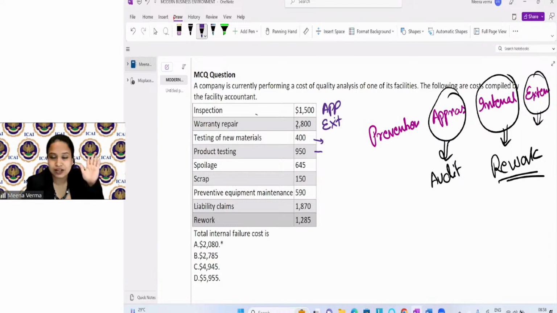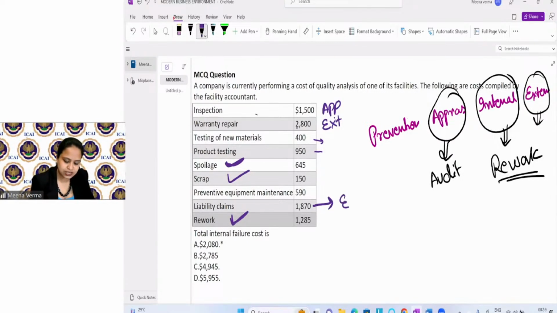Inspection is always a non-valuated activity. It is never a valuated activity. It never creates value for the customer, right? It is a non-valuated activity. Okay, now let's come to here. We are discussing the internal failure cost. So spoilage will be internal failure cost. Scrap will be internal failure cost. Rework will be internal failure cost, right?